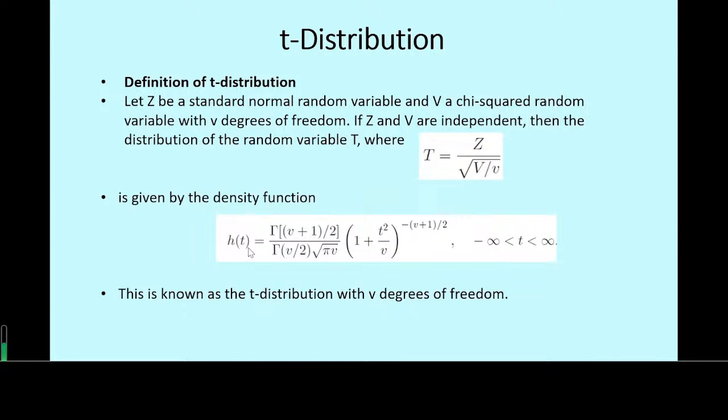And the t-distribution has the density form: a factor times 1 plus t squared divided by the degrees of freedom, raised to a negative power of half of the degrees of freedom plus 1. The factor is a division of gamma functions, so the numerator and denominator are both gamma functions. And the t-distribution variable ranges from negative infinity to positive infinity.